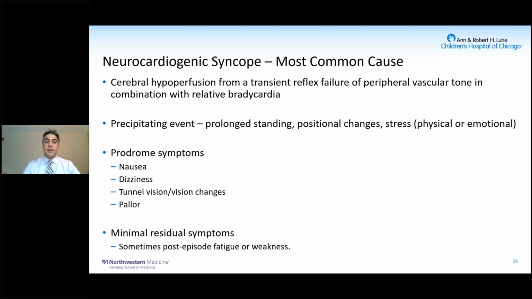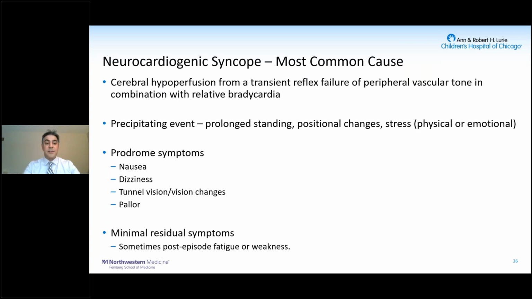These patients have pretty classical symptoms before it happens. They were standing for a long time, specifically with legs locked, like in church, band, choir. They recently changed position. They went from watching TV for a while to standing up, or getting up from bed in the morning. Sometimes stress triggers these, physical or emotional.